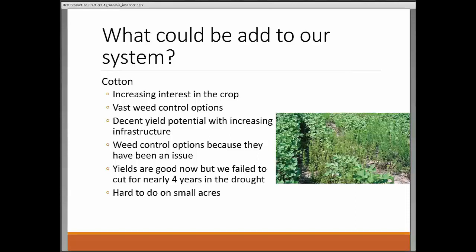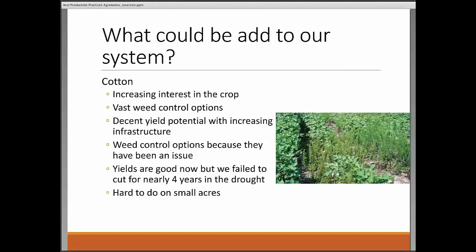The other thing is in the drought, even in our cotton areas that are down in the water district, where a lot of guys were pumping a lot of water to it, we failed to cut a crop for about 4 years. We didn't get a single bale of cotton out of the state of Oklahoma. So that is an issue. It's not as resilient as something like grain sorghum, but it's not as high risk, high reward as something like soybeans or corn. So it's kind of middle of the road. The biggest downfall is small acre farmers.